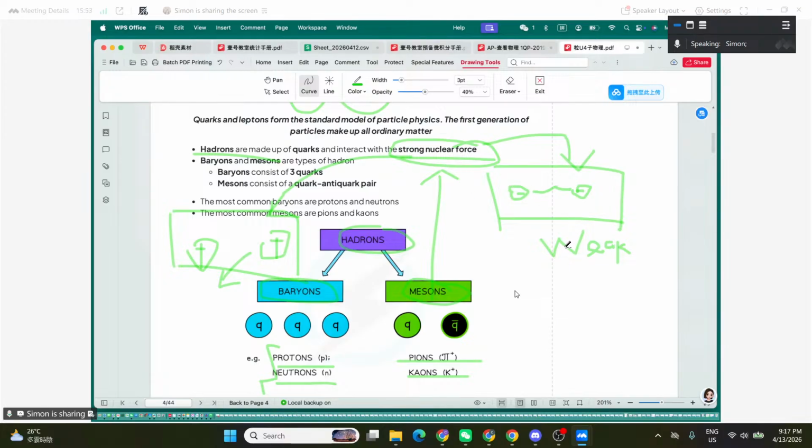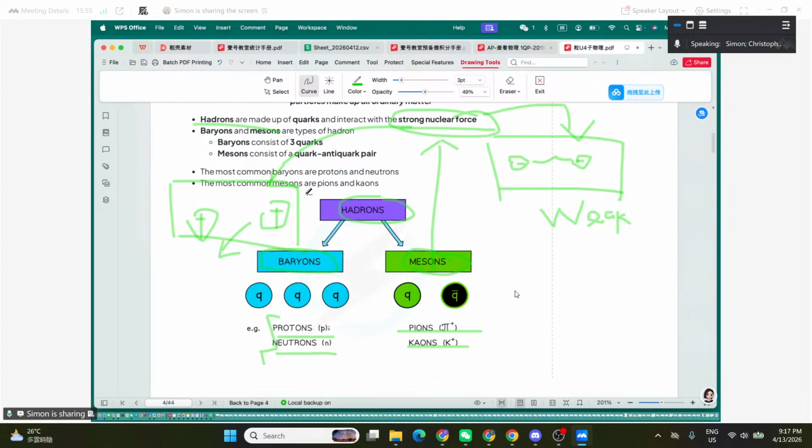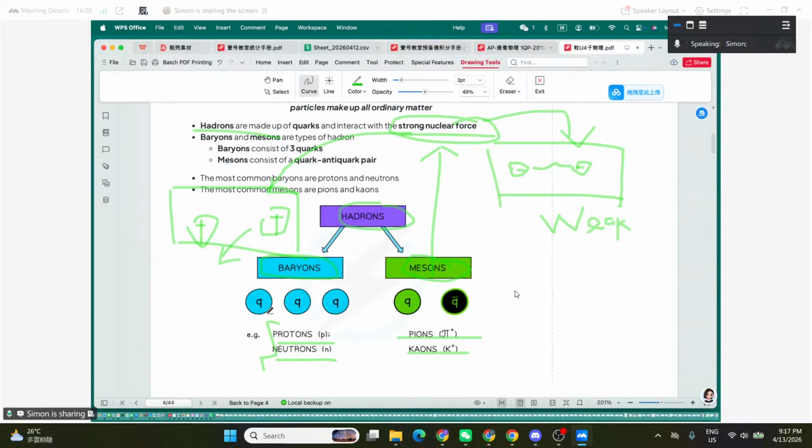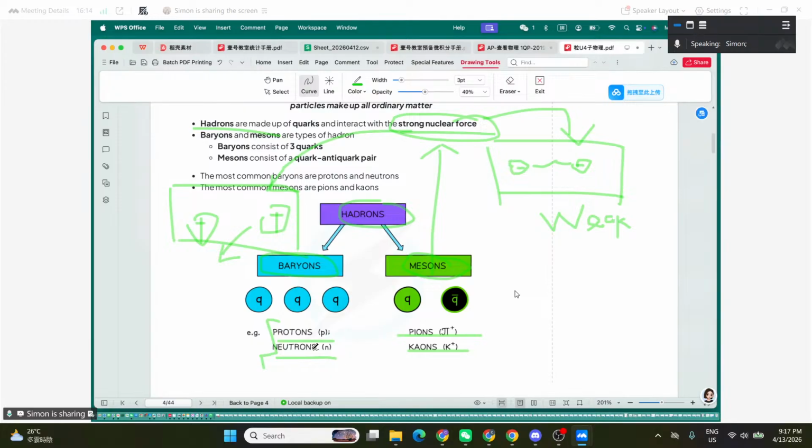Understand? And the very common baryons, the baryon is one part of the hadron. So the hadron can be divided into two parts. The first part is the baryon. There are two examples of the baryon: the proton and the neutron. So if I ask whether the proton is a baryon or a meson, we classify the proton into the baryon region. Understand now?